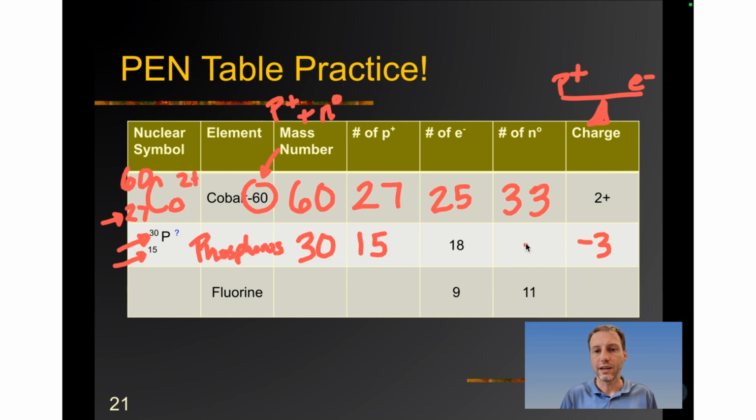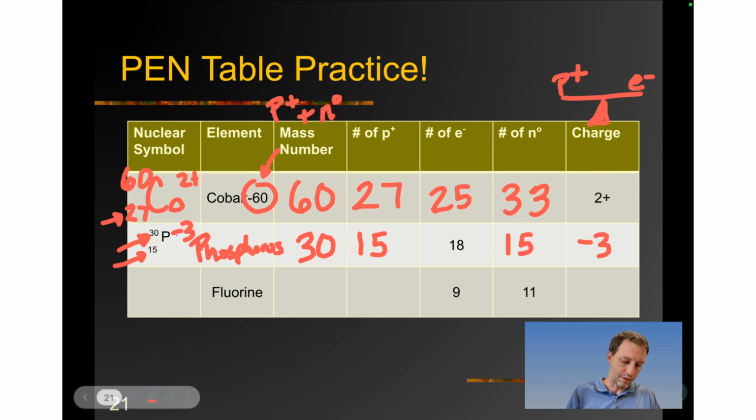All right, and finally, neutrons. What plus 15 equals 30? Because remember, the neutrons and the protons are the only things that we factor in for the mass number, 15 plus 15. Okay, let's finish our nuclear symbol here. Phosphorus has a question mark for the charge, we know now that's -3.